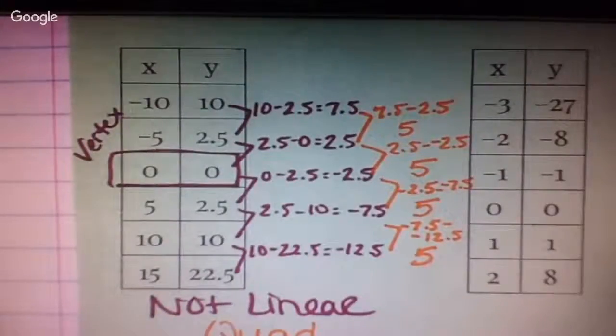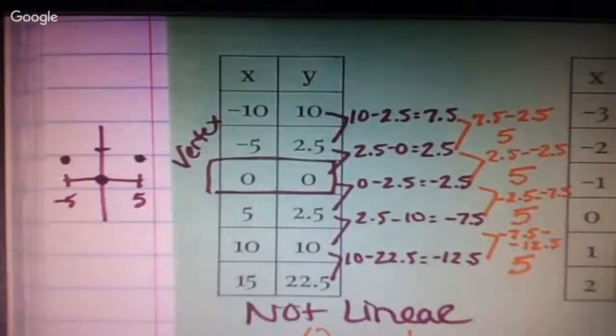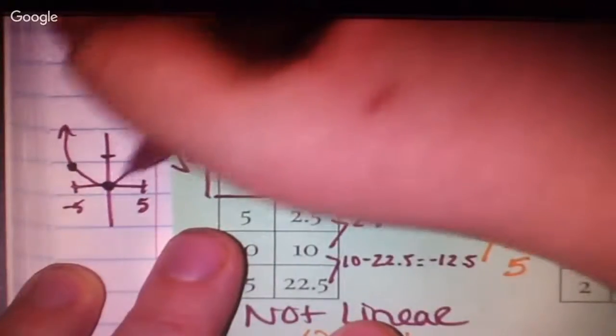Because if I would actually go to graph this, I've got a point at 0, 0. I've got a point at negative 5, 2.5, and I've got one at positive 5, 2.5. And you draw your quadratic.